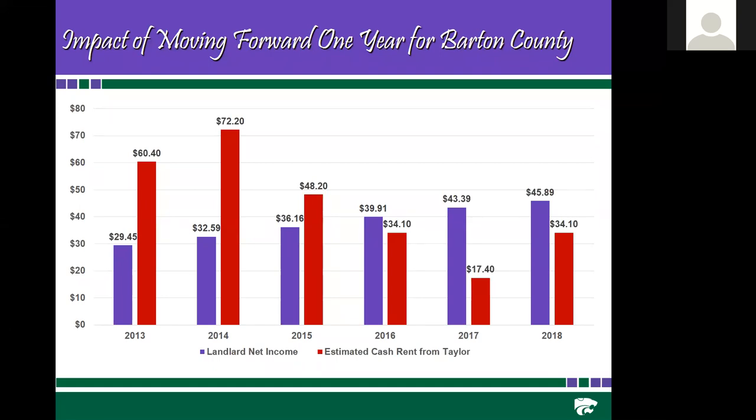For Barton County, those have been increasing over time. In 2013, the number was 2945. It increased to 3259, 3616, 3991, 4339, and then the number for 2018 is 4589. And so if you look at this, there's kind of a paradox going on: the profitability of the agricultural sector is going down, while at the same time the property tax computation in terms of the landlord net income is going up.